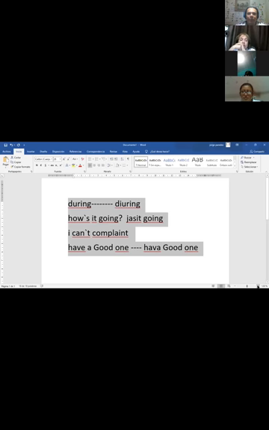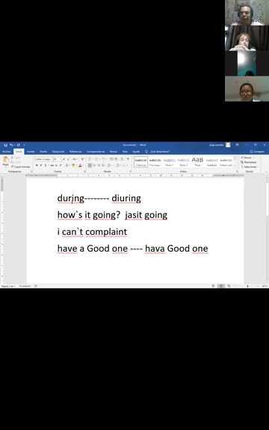Okay, so remember, esta palabra, what do you have to do during the week? During, la pronunciación se escribe así y se pronuncia during the week. What do you have to do during the week? During the week. Then the other one, la otra, okay? Estas dos palabras, acuérdense. Estas dos que están aquí, el how's it, se va a pronunciar aquí, how's it going, how's it going. El otro, I can't complain. Okay, I can't complain, I can't complain. Y este de aquí, have a good one.